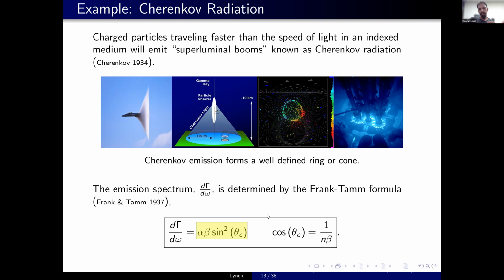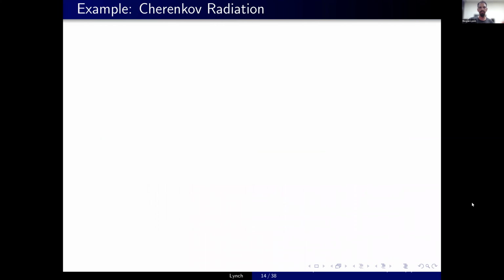And all of the radiation that's emitted gets dumped into a cone, a Cherenkov cone, which is defined as 1 over n beta. And so you see that if the index of refraction is 1, you can't have any emission. So you need to have the index present. And everything gets dumped into the cone here, as you see. And so what we want to do is reproduce these results using an Unruh-DeWitt detector.